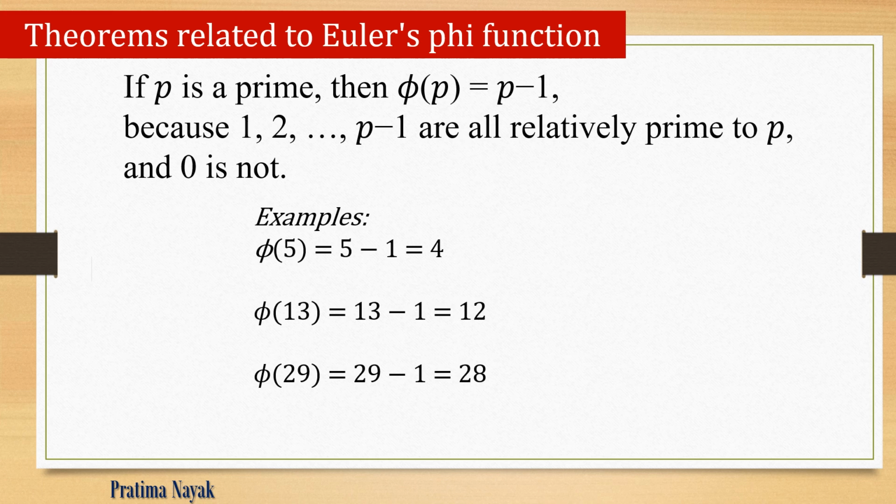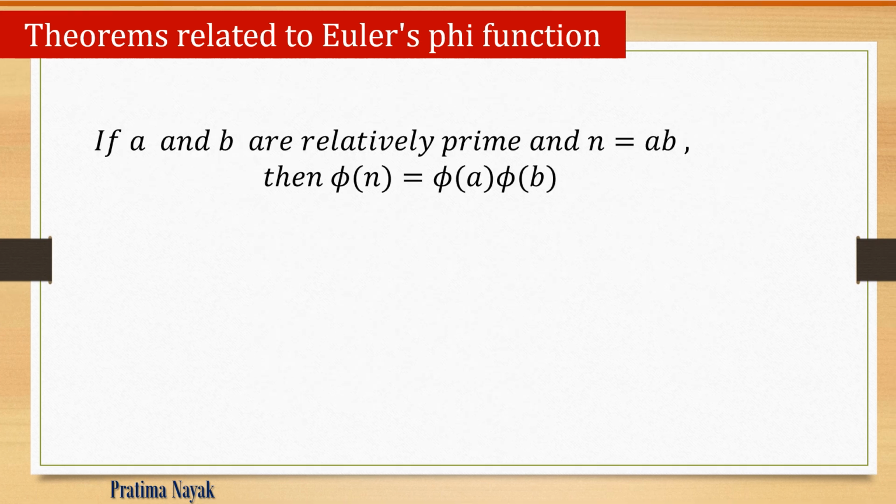For example, phi of 5 will be 5 minus 1, that is 4. Phi of 13: this is a prime number, so it will be 13 minus 1, which is 12. Phi of 29: this is again a prime number, so we can directly write 29 minus 1 equals 28. So this is one rule or theorem. When P is prime, we can write phi of P as just P minus 1.